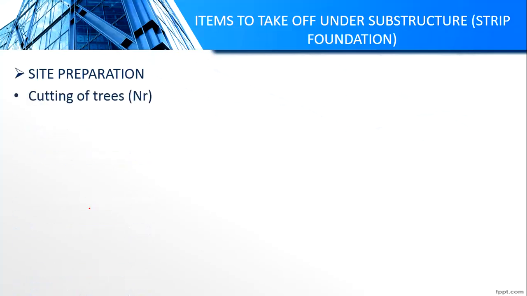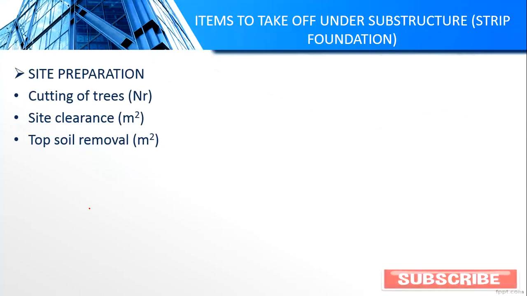Next is items under substructural works. Note this is for only strip foundation. We have several items under structural work. We have site preparation, and under site preparation we have some sub items: the cutting of trees, site clearance, and topsoil removal. We have different kinds of sites: virgin land and already developed land. If you are talking about virgin land, we talk about cutting of trees, site clearance, topsoil removal.